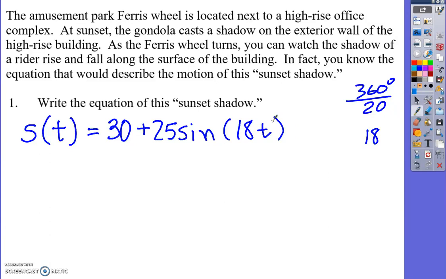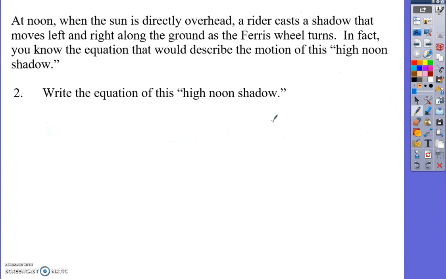So this is the equation we've been using for a long, long time. Now this is the tricky part. At noon, when the sun is directly overhead, the shadow is on the ground. We talked about this in a video while I was gone, with the shadow on the ground going like this, the horizontal movement, and our shadow starting over here. So this one is which one?